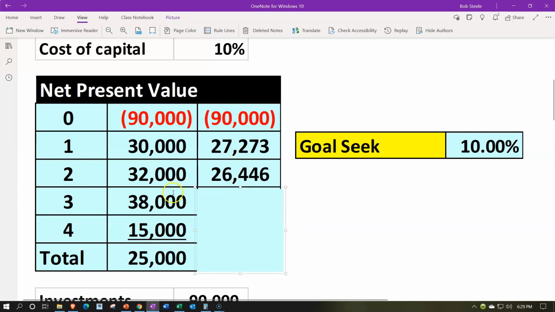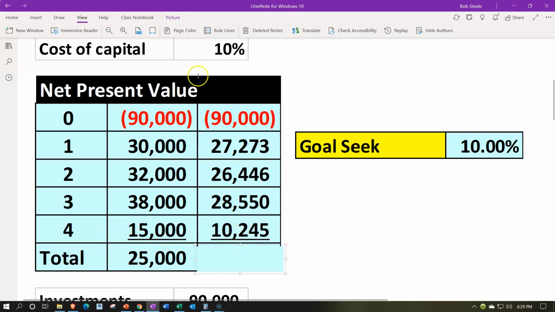Then we have the 32,000 here. If we were to present value it 2 years out now at the discount rate of the 10%, it would be 26,446. If we took that 38 3 years out, present valued it at the 10% discount rate, we're at the 28,550. And finally, 4 years out, the 15,000 discount rate 10% gives us the 10,247. Adding up that series of payments, we get to the 2,514.